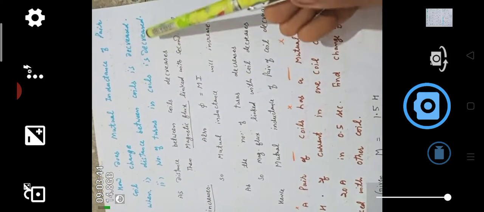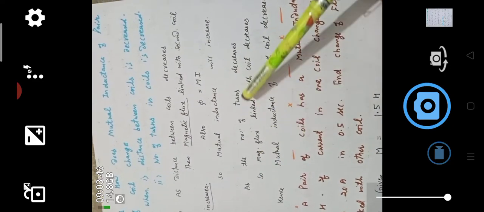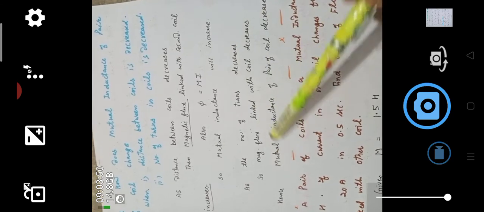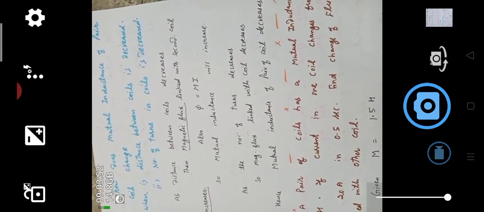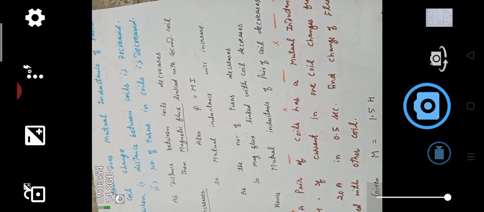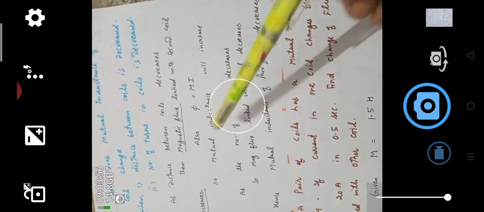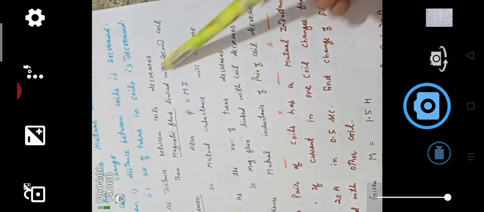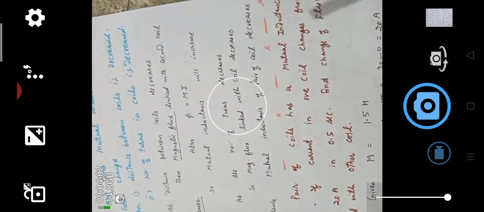Secondly, number of turns in the coil is decreased. As the number of turns decreases, magnetic flux linked with the coils also decreases, beta. It is very clear that when the number of turns decreases, magnetic flux also decreases. So when magnetic flux decreases, from this formula, mutual inductance also decreases.